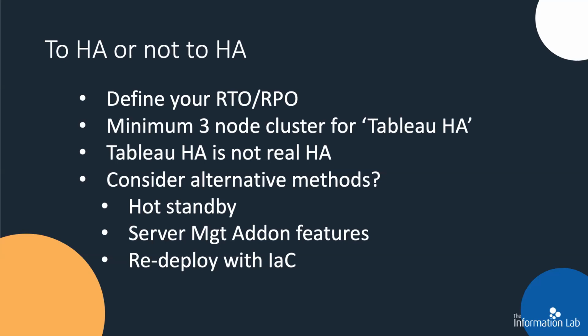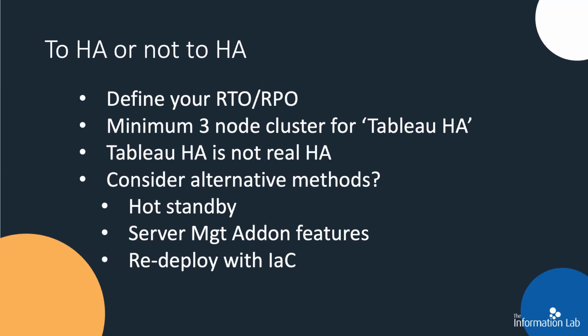So you may consider doing HA in a different way, and that will come down to how you've defined your RTO and your RPO. So let's say, for example, that your recovery time objective is to restore the service within 4 to 6 hours. If that's the case, then you can maybe consider running a hot standby server. You could also consider perhaps just redeploying the environment with your infrastructure as code approach.